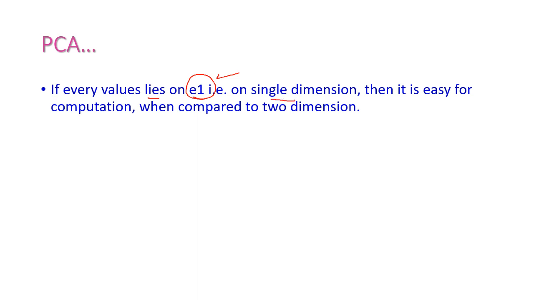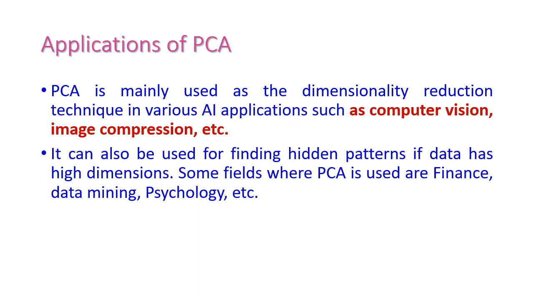That is a single dimension. That means the maintenance of a single dimension is very easy when compared to two dimensions. Hence, the time complexity and space complexity of those algorithms will get very much reduced. And now let us see the applications of PCA. The most important application of PCA is as a dimensionality reduction technique. That is what we have seen up to this. After this, it is also used in computer vision, image compression and so on.